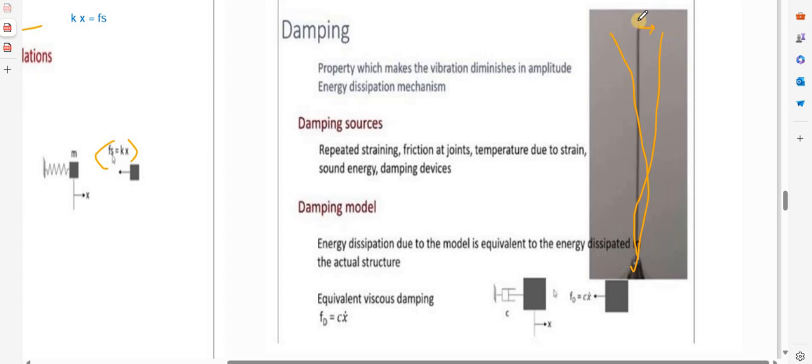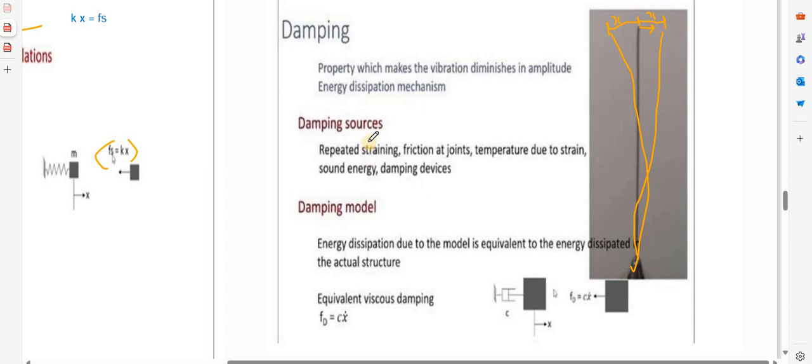But this will be the first movement. Let that distance be x. Will the second movement also be x? No, it will be reducing.